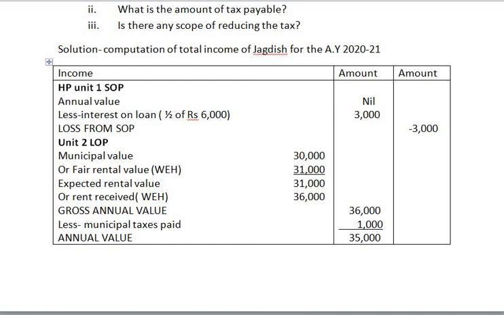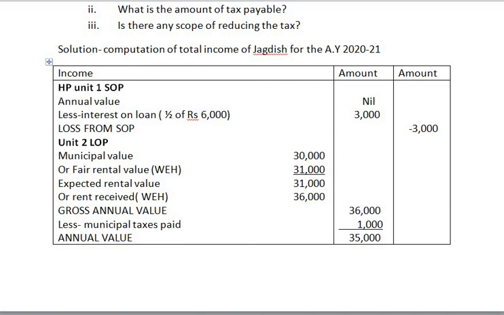This value is compared with fair rental value 31,000, whichever is higher is expected rental value. So, our expected rental value is 31,000. This is compared with rent received. Expected rental value or rent received, whichever is higher. So, it is 36,000. 31 or 36, whichever is higher is known as gross annual value. So, our gross annual value is 36,000.